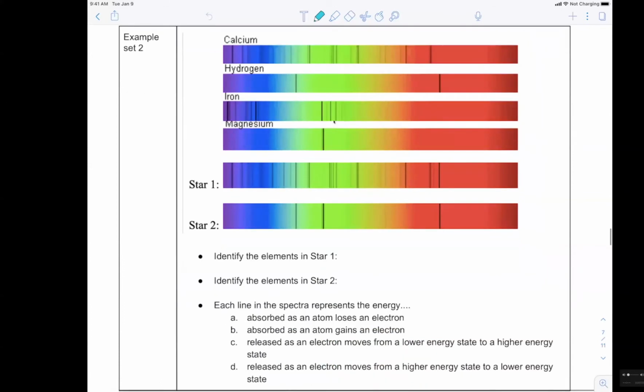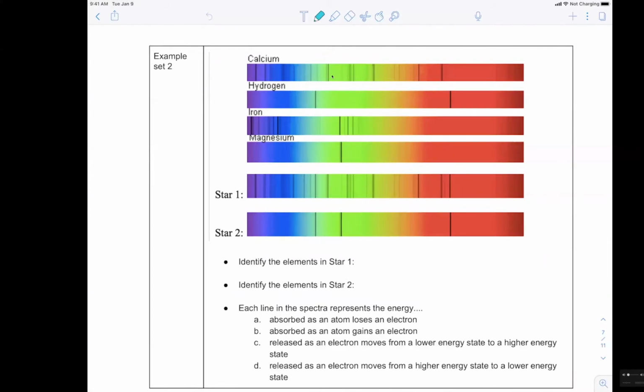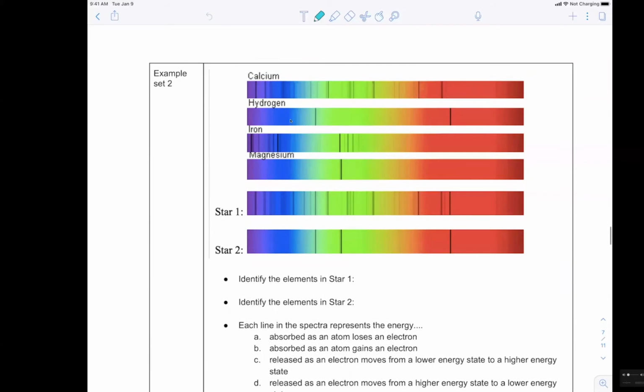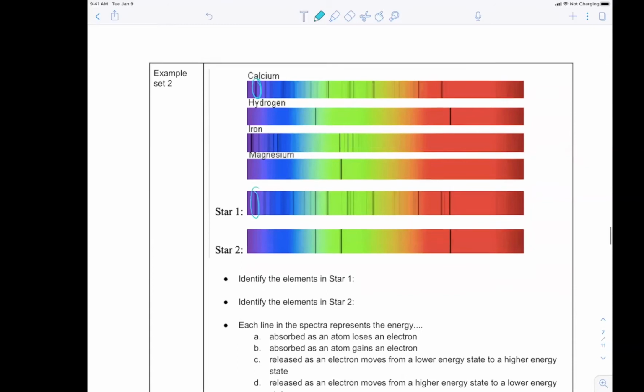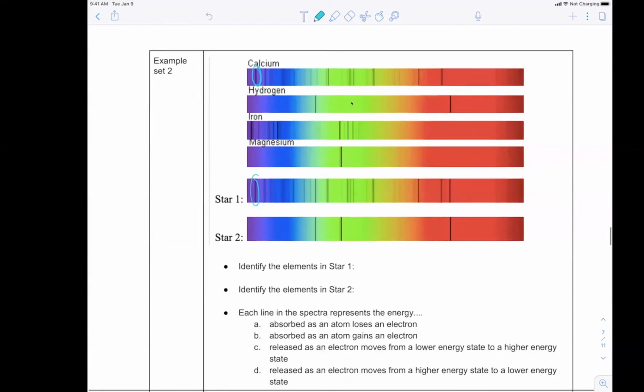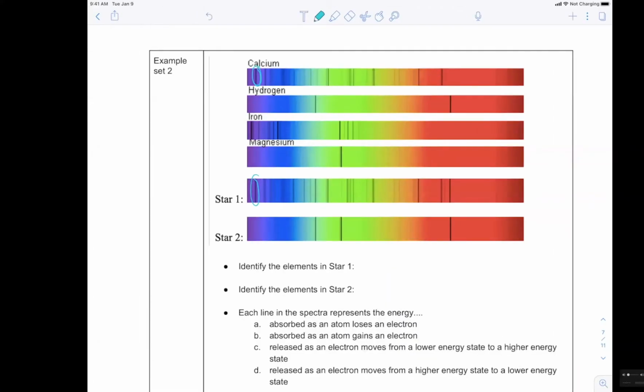So if you look here, I'm going to do star 1, and then you guys will do star 2. If you look at star 1, I'm just going to go down these elements to see which elements are in this star. So if you look at calcium, you can see that this line matches up with star 1's. And just to double check, I can look at the other lines as well. So let's look at this line right here. You can see that it matches up with star 1's.